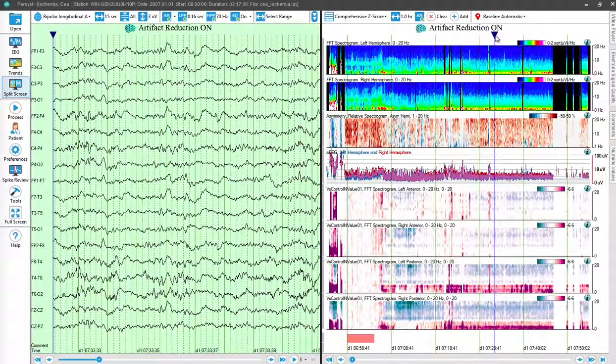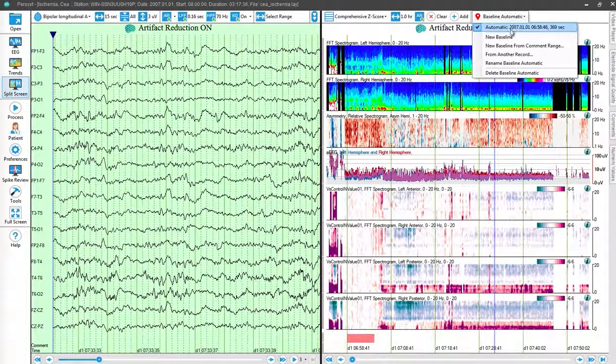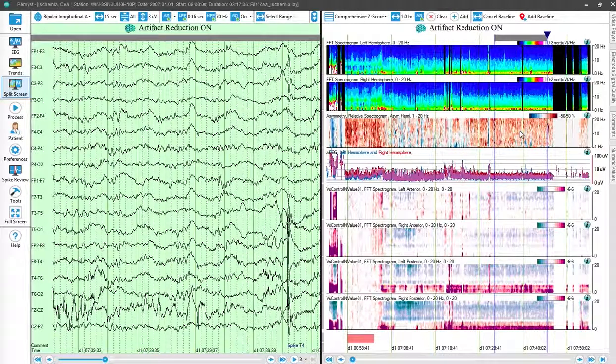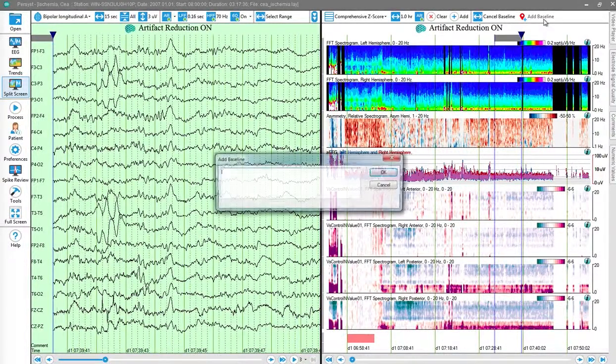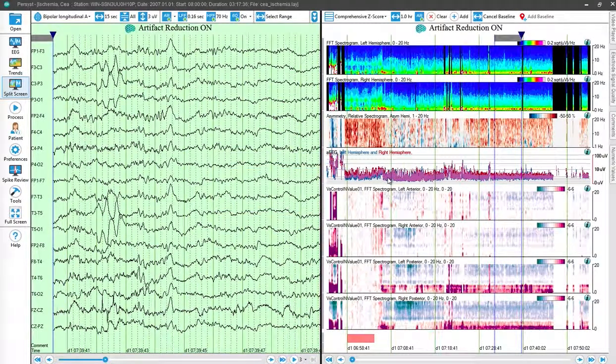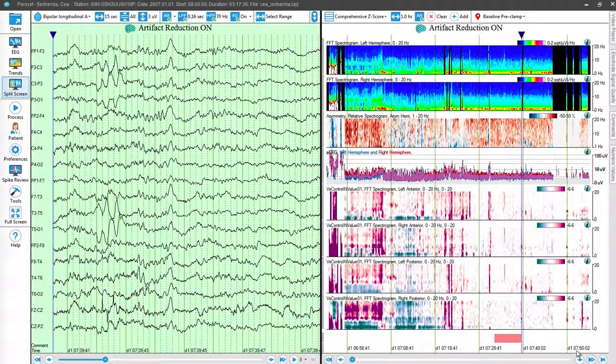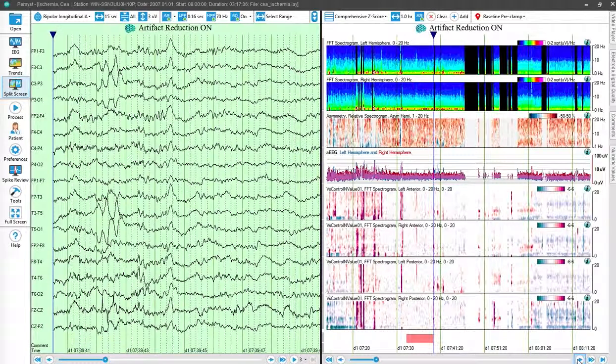So let's go ahead and pick a spot. This range here looks pretty stable. I'm going to go ahead and select new baseline, and I'm going to mark it to that extent. I'm going to add the baseline. I'm just going to call it pre-clamp because that's what it is. So now it's calculating differences from that new empirical null.